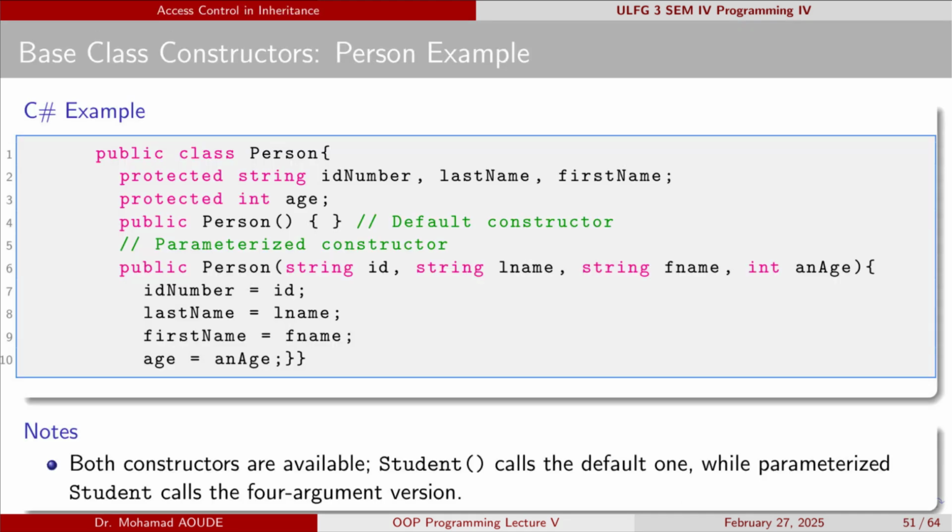This slide revisits constructors in a base class. The person class includes both a default constructor and a parameterized one. Why is this important? When a subclass like student inherits from person, it can call either constructor, depending on whether it provides arguments or not. This ties back to the idea of controlled object initialization. We allow flexibility in object creation, but maintain structure through constructor logic.